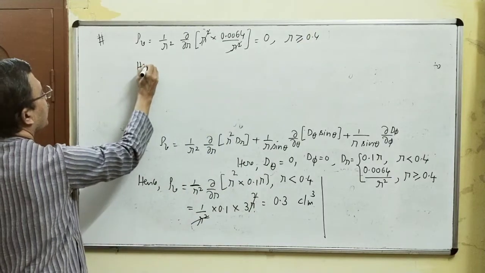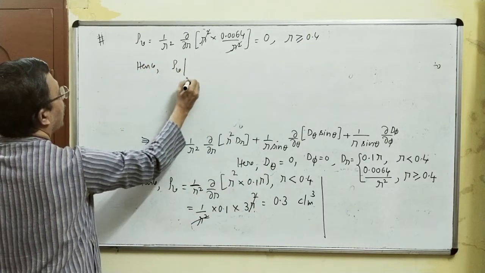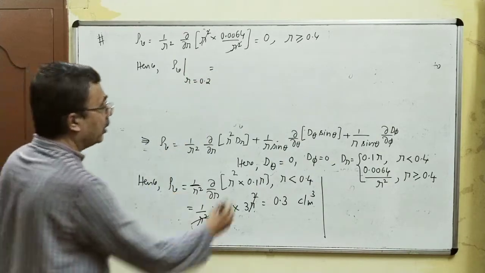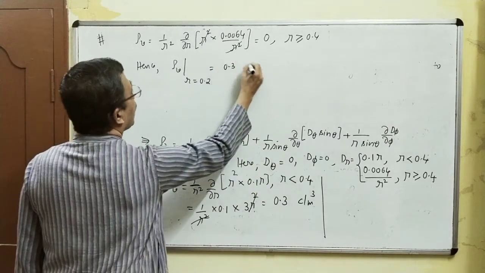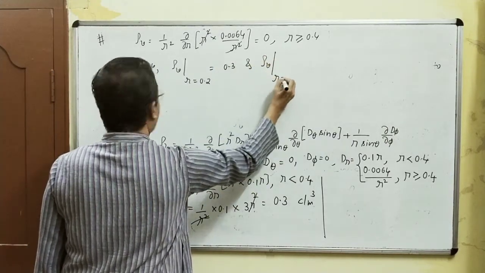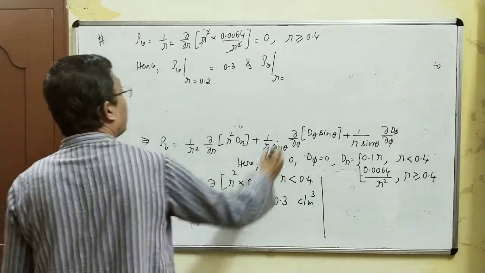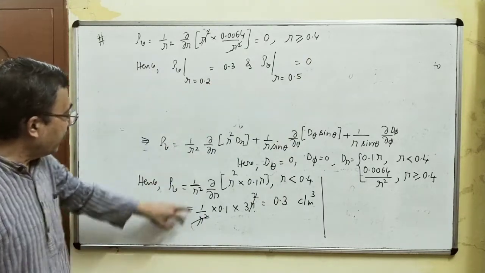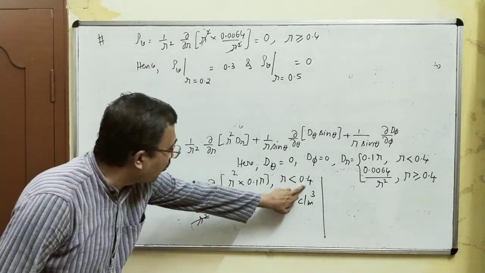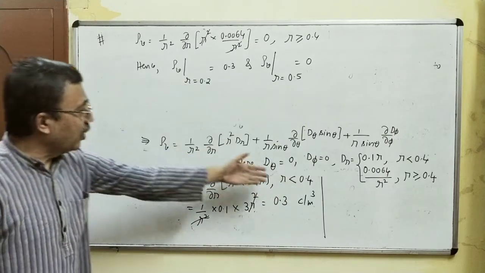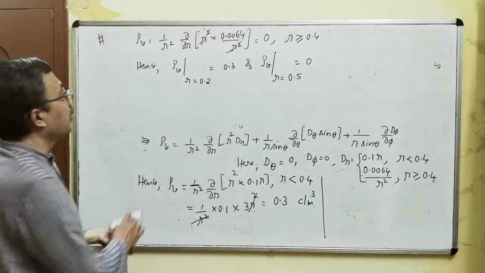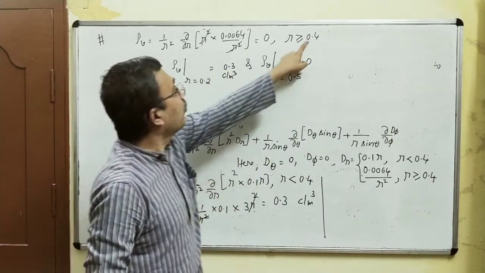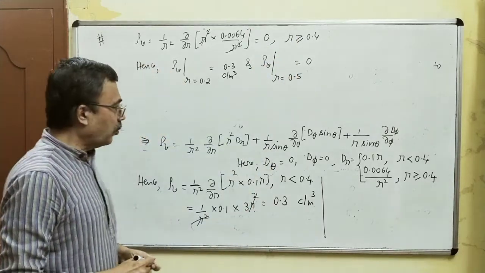Hence, rho v at r equal to 0.2 meters is 0.3. And rho v at r equal to 0.5 meters is 0. How did you get this expression? This answer is valid for r less than 0.4. So 0.2 is definitely less than 0.4. Therefore the answer is 0.3 coulombs per meter cube. R equals 0.5 means it is greater than 0.4. Therefore the answer is 0. We have answered part A of the problem.